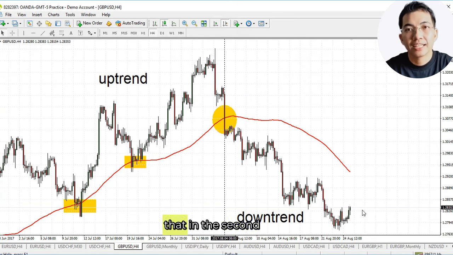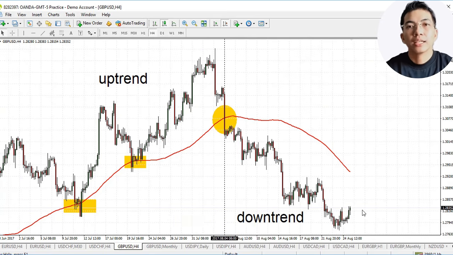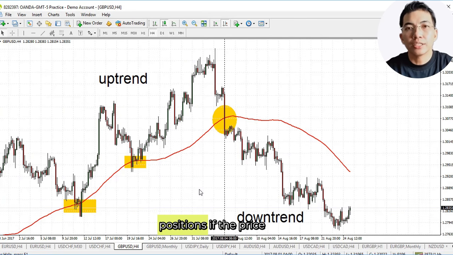So we can see that in the second part of the chart we have all the candles below the moving average, so we are in a downtrend. This can be a good tool to analyze the trend on the market and select your trades according to the market direction. Of course you don't want to open short positions if the price is in an uptrend, and you don't want to open long positions if the market is in a downtrend.